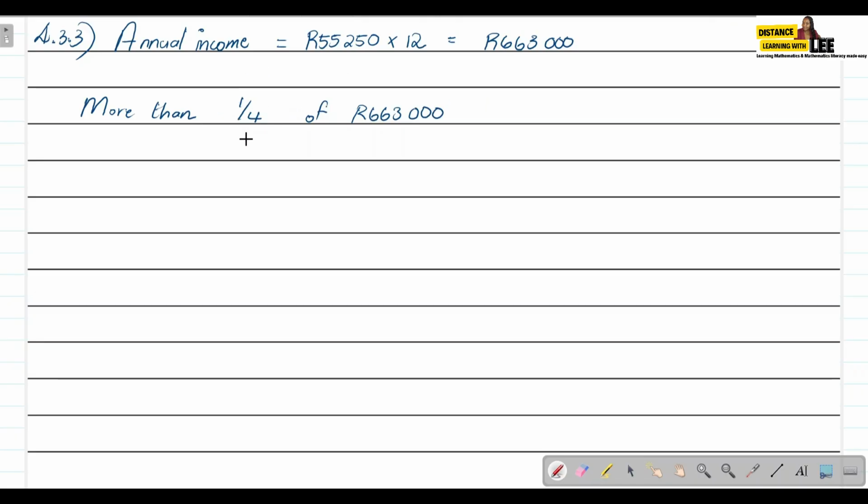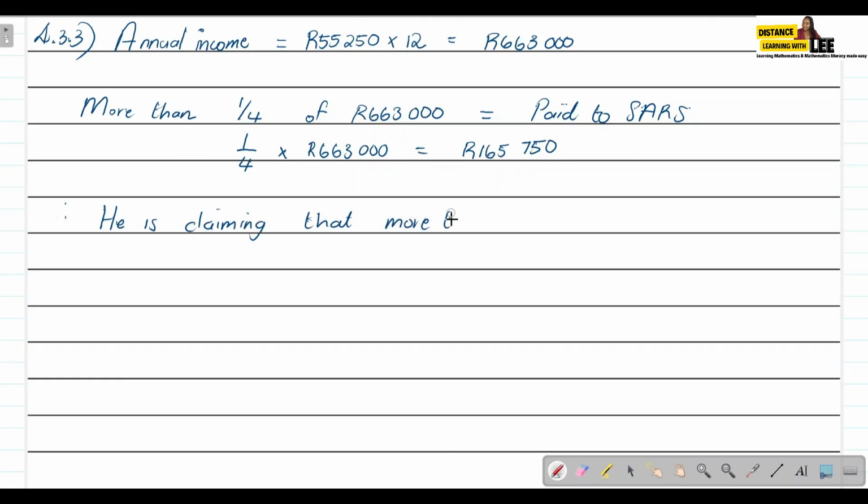We know that when we see "of", we basically multiply. So a quarter multiplied by 663,000 gives you 165,750. So in other words, he is claiming that more than 165,750 is paid to SARS. So this is his claim.